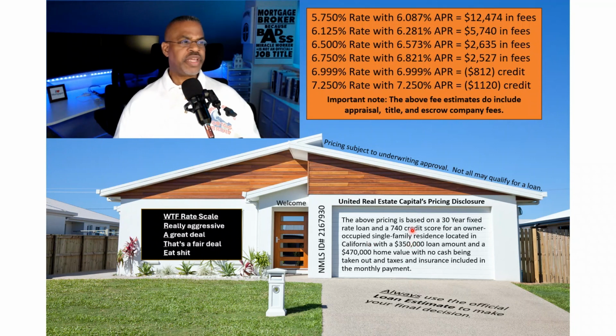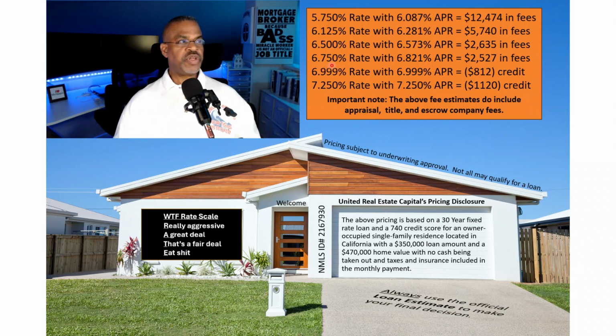These are important because if you don't meet this criteria, you're going to have different pricing. You can still get the same rate that you see here, but it's going to cost more. Like, for example, if you don't have a 740 credit score, if you have a 680 score, which is respectable, but you're not going to get the same pricing.